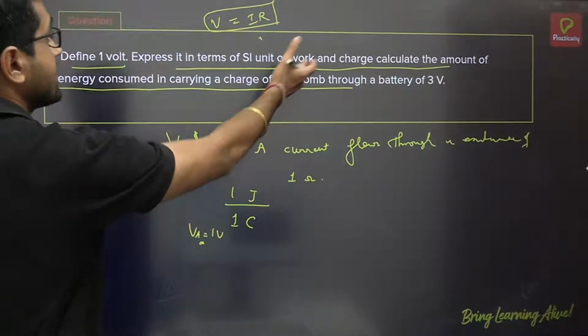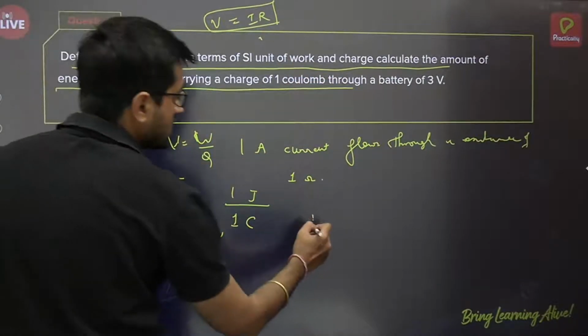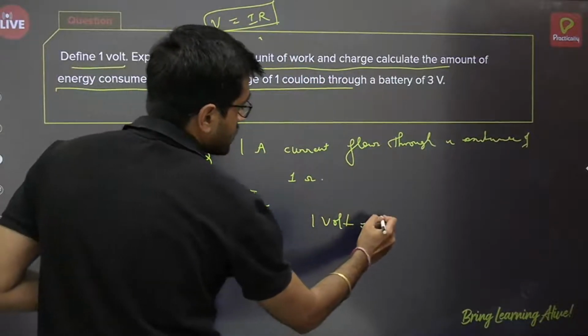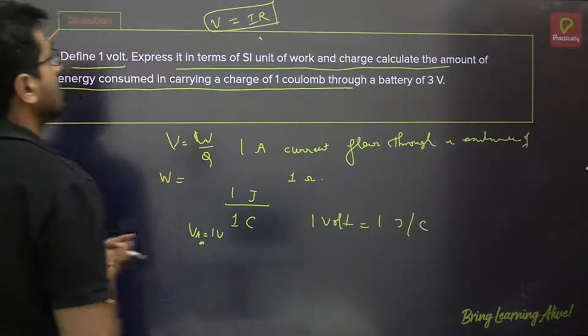Now we have to find the SI unit of work, which we know is joule, and charge is coulomb. So what is 1 volt? It is 1 joule per coulomb. 1 joule per coulomb. Okay.